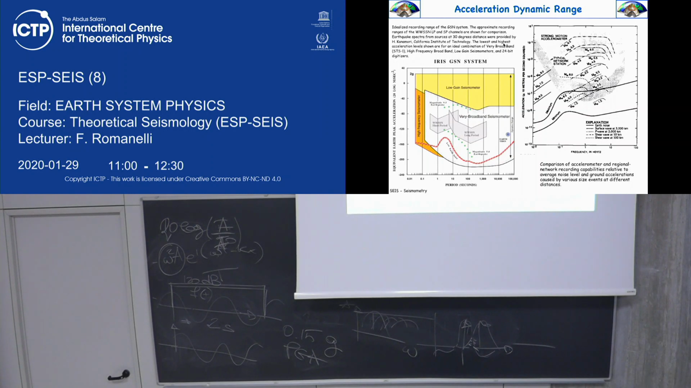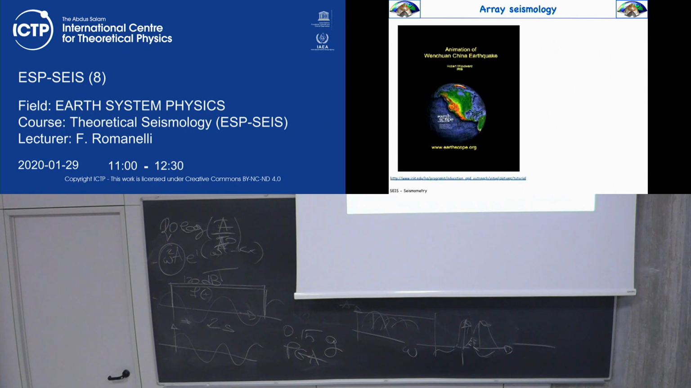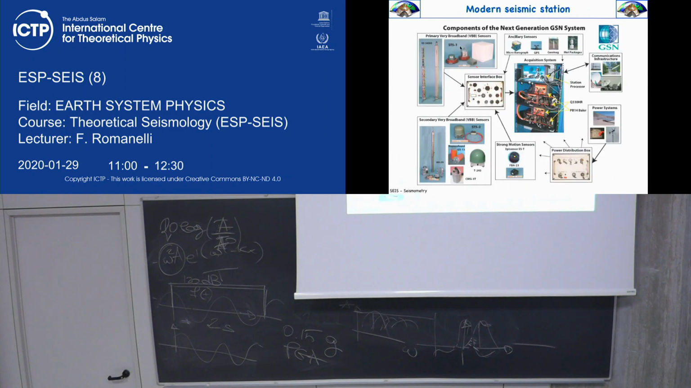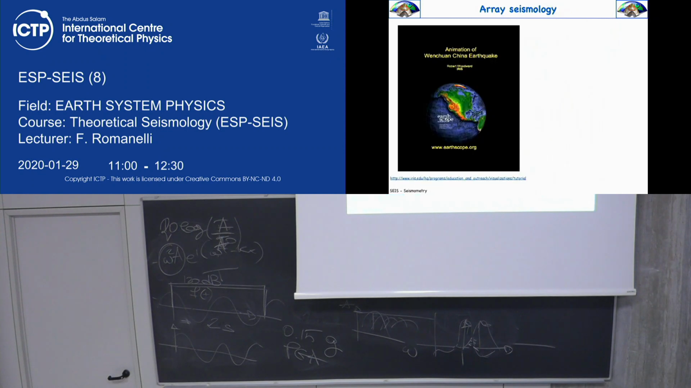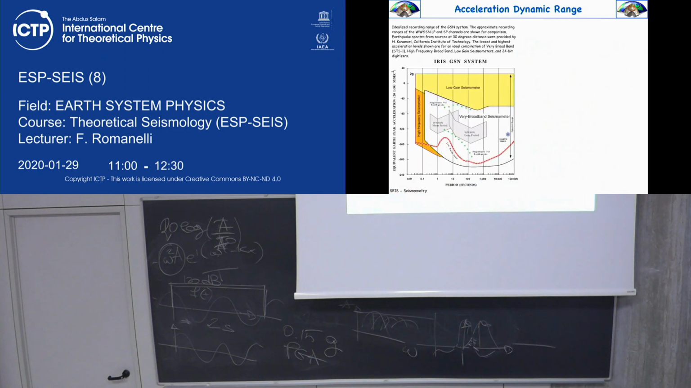Lowest and highest for VBB. So VBB is this one, wait a second. Okay, STS1, so it's this. I have to admit that I was copying the caption from the proper picture. There's the yellow part which covers quite a large period range. Low gain in this sense, but if it is high gain, you cannot record this because it's getting out of scale. That's my guess.